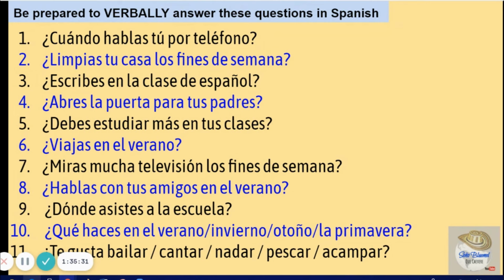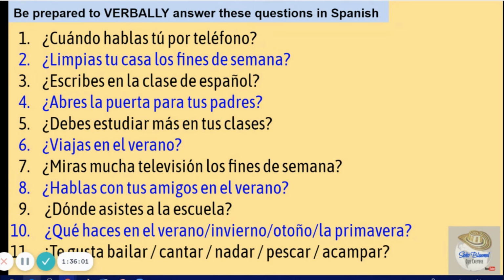¿Debes estudiar más en tus clases? So debes means should or ought to. So should you study more? Ought you study more? So sí, debo estudiar más o no debo estudiar más, which actually the right answer is sí, debo estudiar más. ¿Viajas en el verano? Do you travel in the summer? Sí, viajo en el verano o no viajo en el verano.